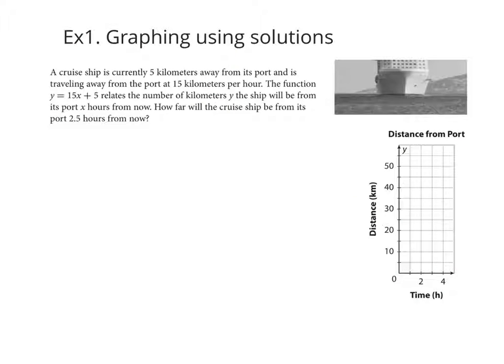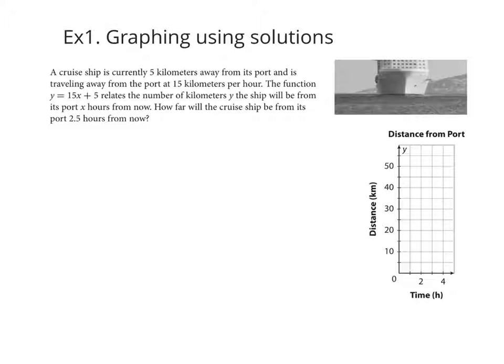Okay, we've got 3 examples in your lesson today. I'm trying to keep it as concise as possible. And so that you don't have to write down all of this information from the word problems, I'm going to underline what you need to write down for each one so that your notes are complete. So the first question, if you read it, says a cruise ship is currently 5 kilometers away from port and is pulling away from the port at a rate of 15 kilometers per hour.